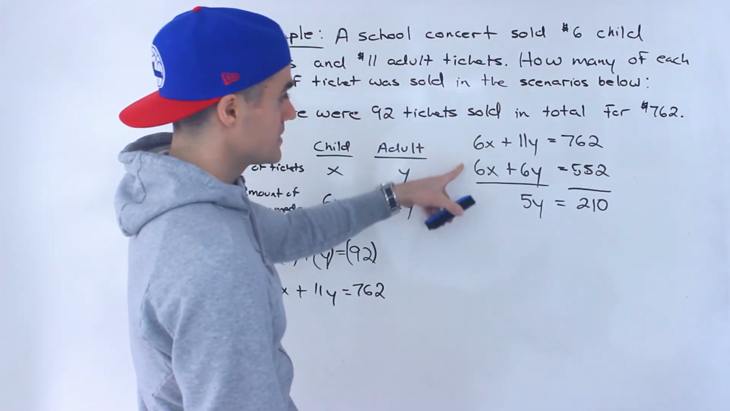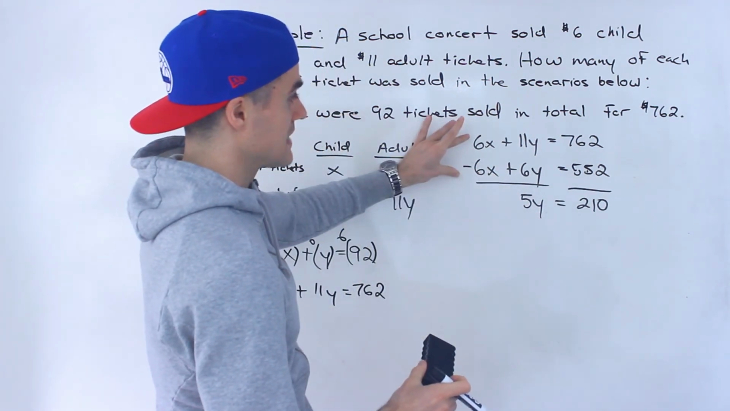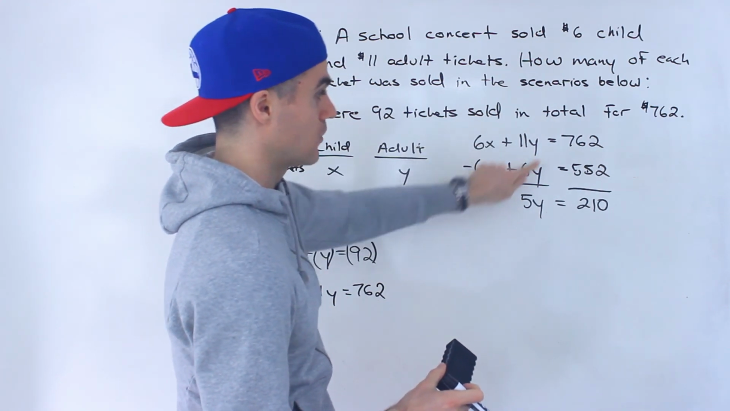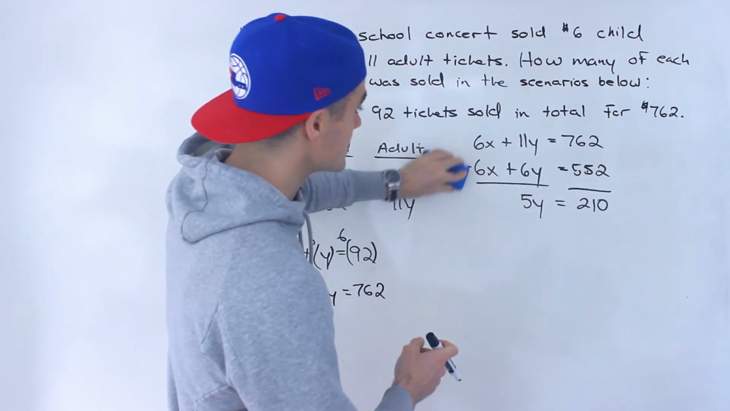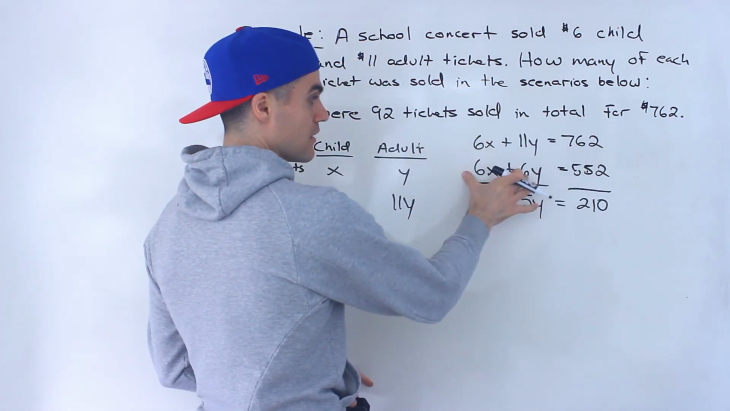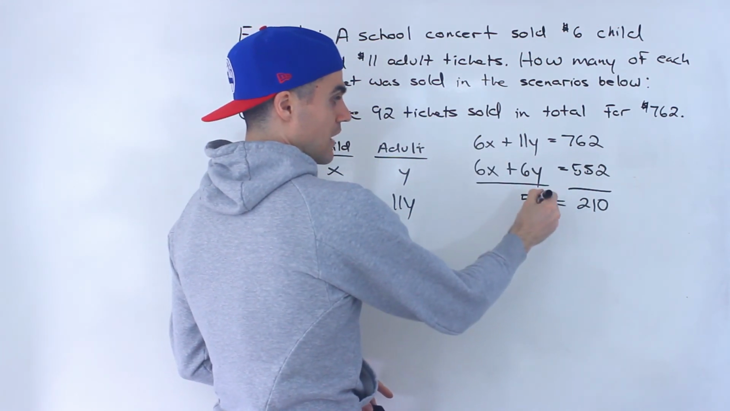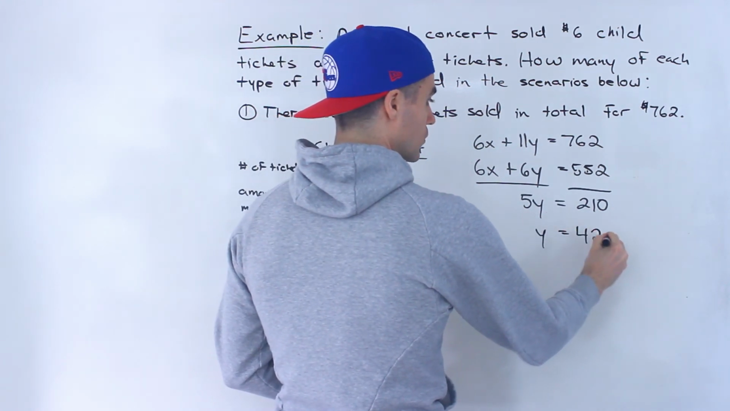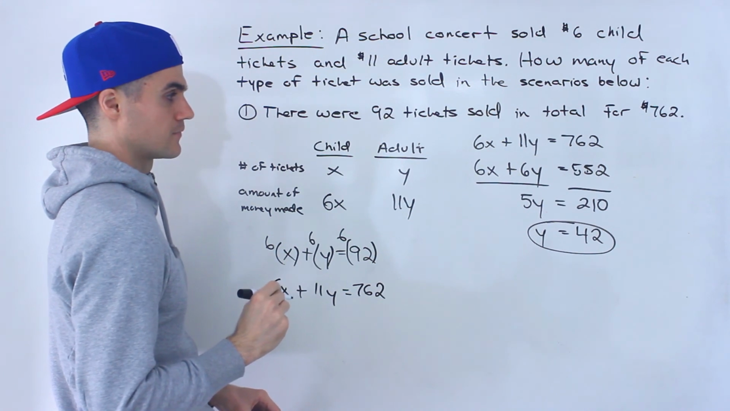Now we subtracted these because they're the same sign, but if this was a negative 6x, then we would be adding these, because then that would net out to 0, and then we would have 17y, and then we'd have whatever number right there. But because they were the same sign, we're subtracting this from that. So we end up with 5y equals 210. Divide both sides by 5, so y would be 42, like that.